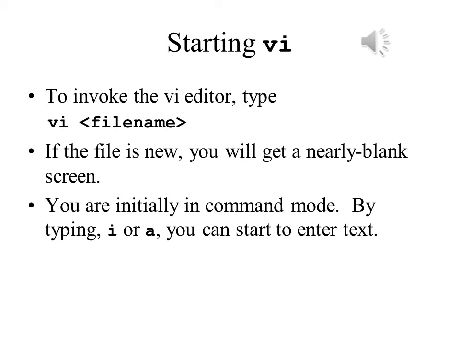Now it's time to start VI, and the way in which we do it is to type VI, and then the name of the file that we are looking to edit. If that file is going to be in our current working directory, then there's no reason to list anything other than the name of the file.